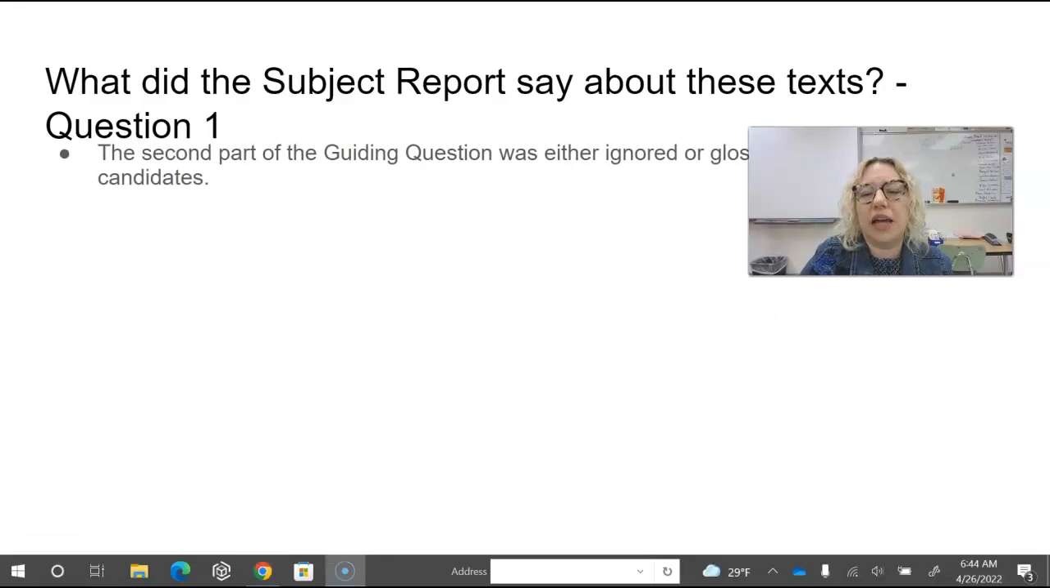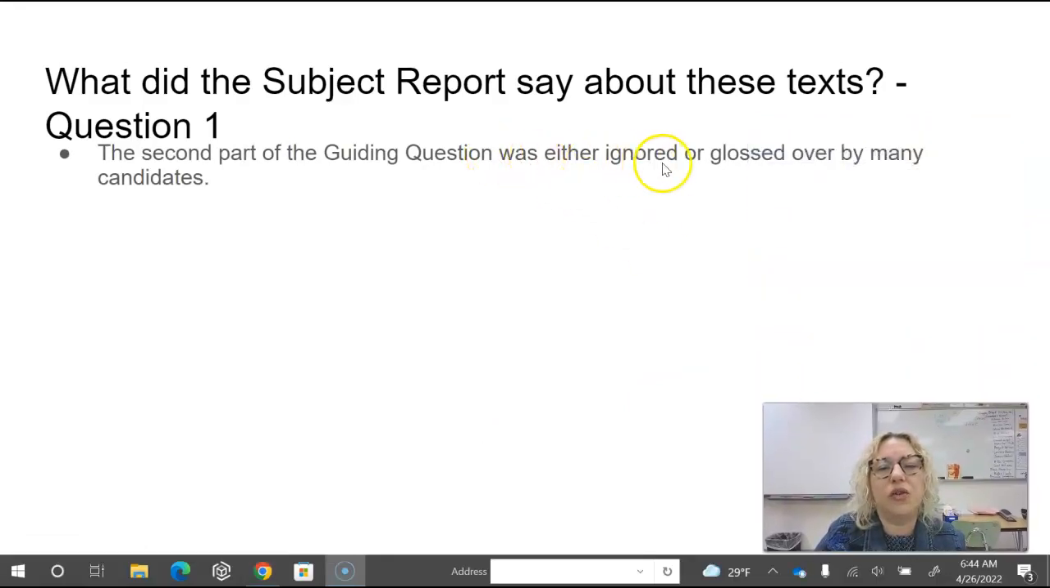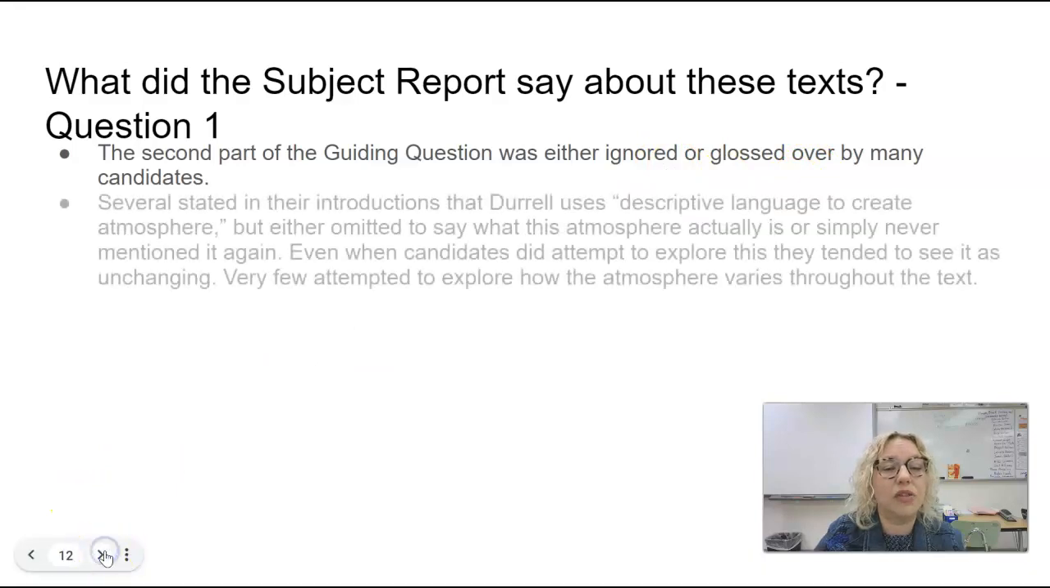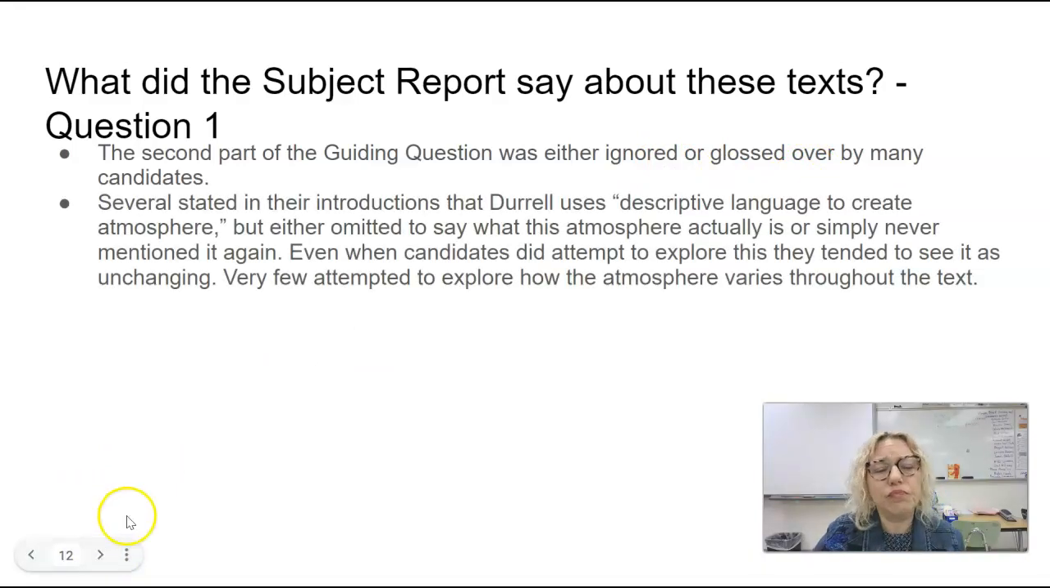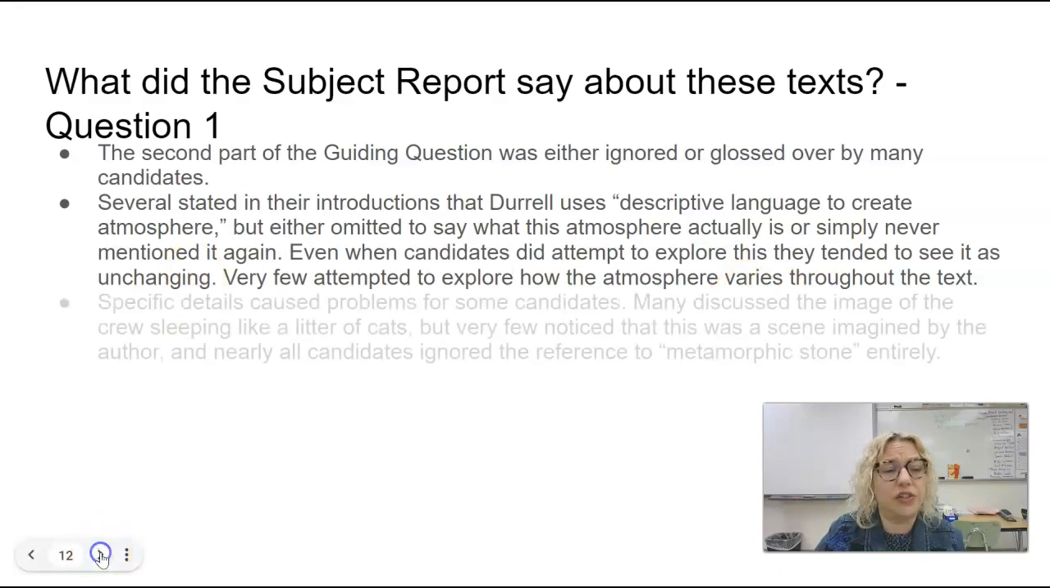The second part of the guiding question, the subject report says, was either ignored or glossed over by many candidates. And that was the part about atmosphere. This is the problem here. People said things like descriptive language creates atmosphere, but they didn't say what the atmosphere actually is, or never mentioned it again. Even when candidates did attempt to explore this, they tended to see it as unchanging. Very few attempted to explore how the atmosphere varies throughout the text. And when we're looking at patterns, that's a key thing, right? Looking at how the pattern changes. So how does the atmosphere change?